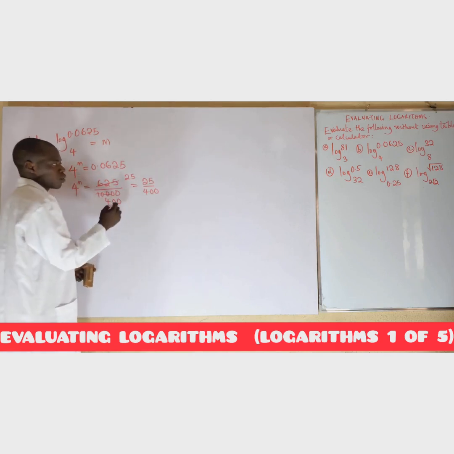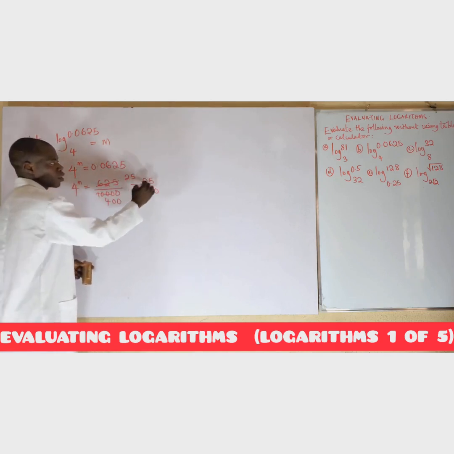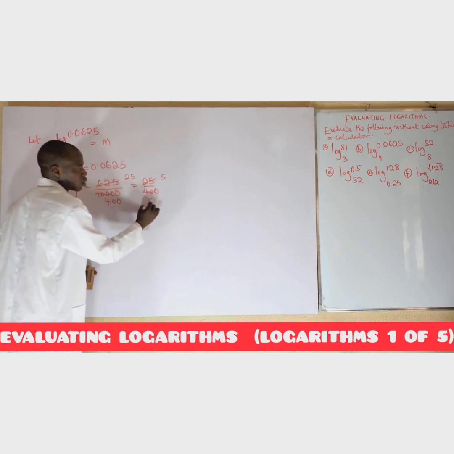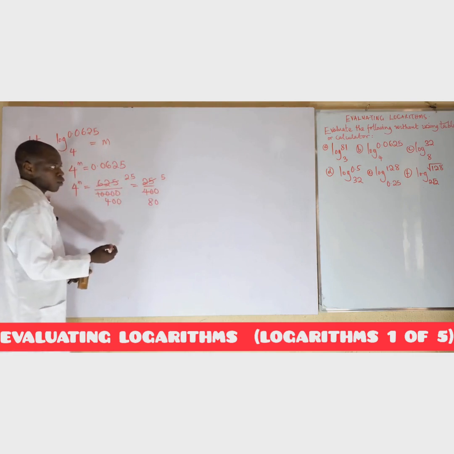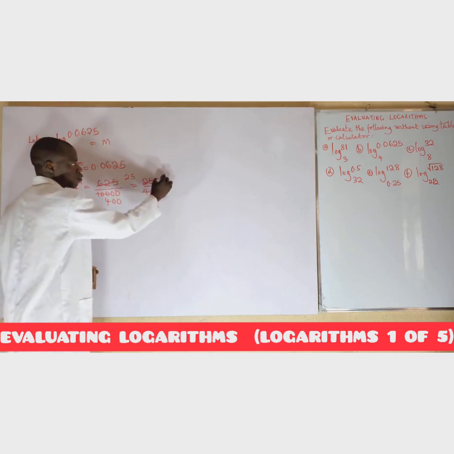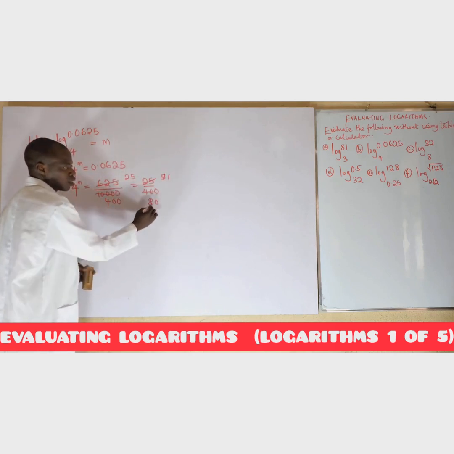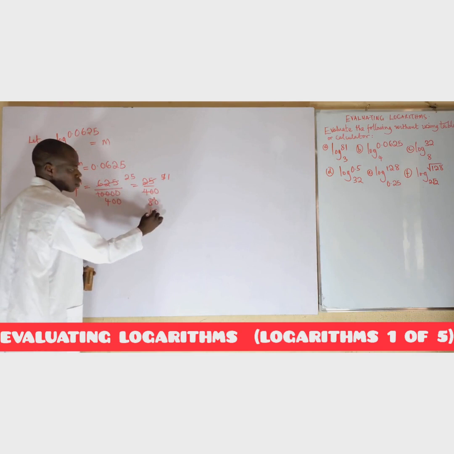Also, we are still going to divide further. Now, when you say 5 goes in 25, that is 5. 5 goes in 40 is 8. In 0 is 0. Then we can still go further and say 5 goes in 5 is 1. 5 goes in 8 is 1, remainder 3. In 30 is going to give us 6.